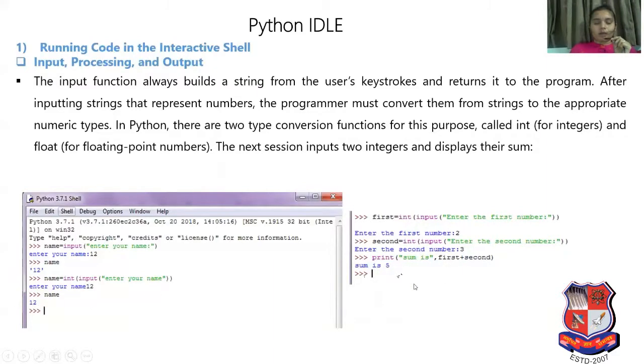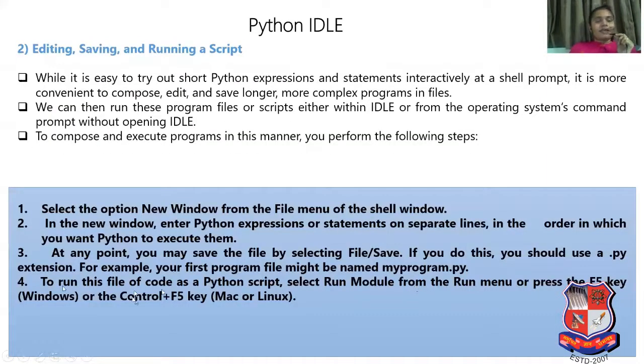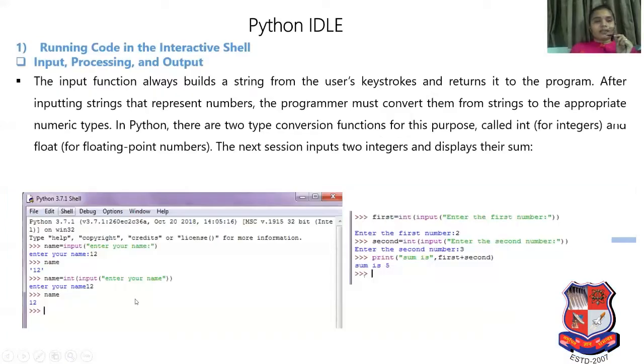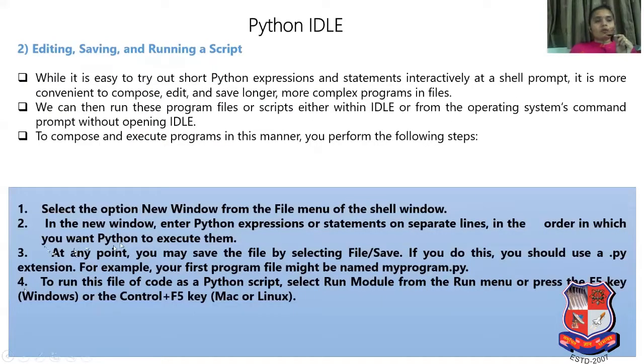So the output is this, sum is 5. Whatever we have seen till now, that is what we are writing into this particular program. So how to write a program, if you want to do editing, saving and running a script.